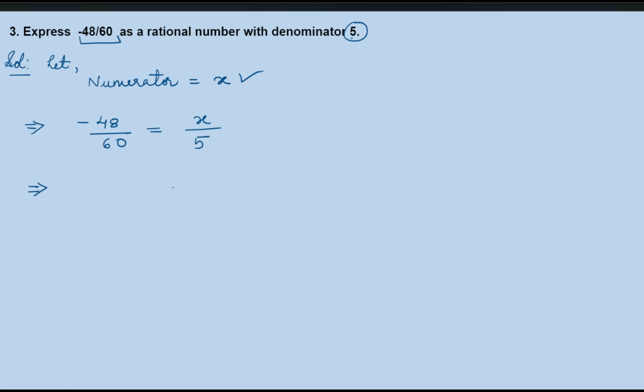Again, we will keep the value, we will keep x, okay, separate alone, and this 5 will come to LHS. So on doing so, you are going to get minus 48 by 60, and 5 will actually come and get multiplied with the numerator. Now I'll shift the sides. X will be here in the left hand side, and minus 48 into 5 by 60 will be here.